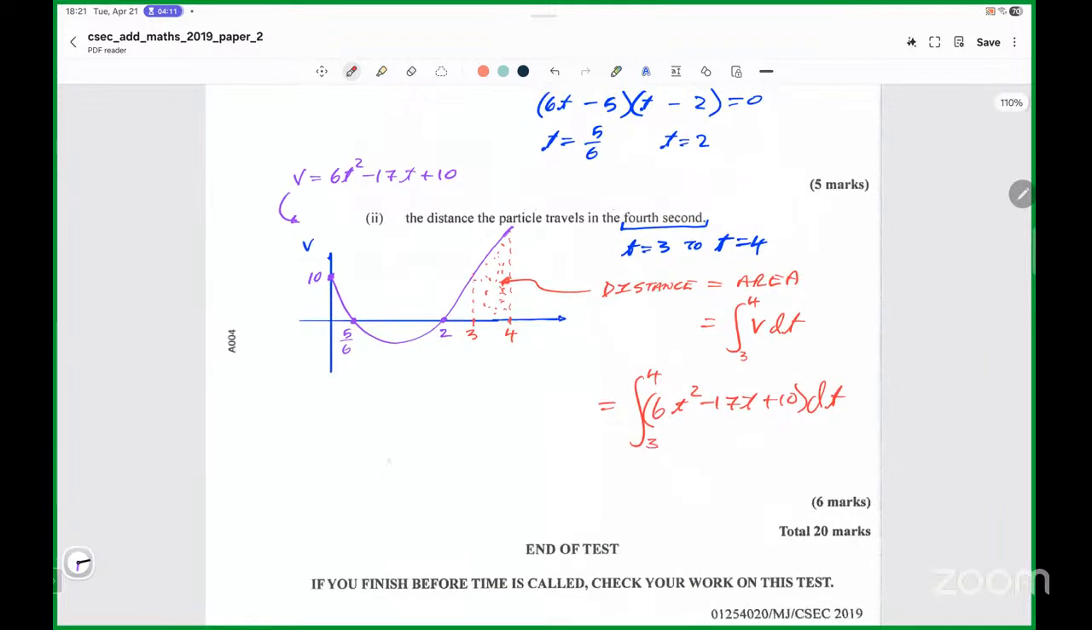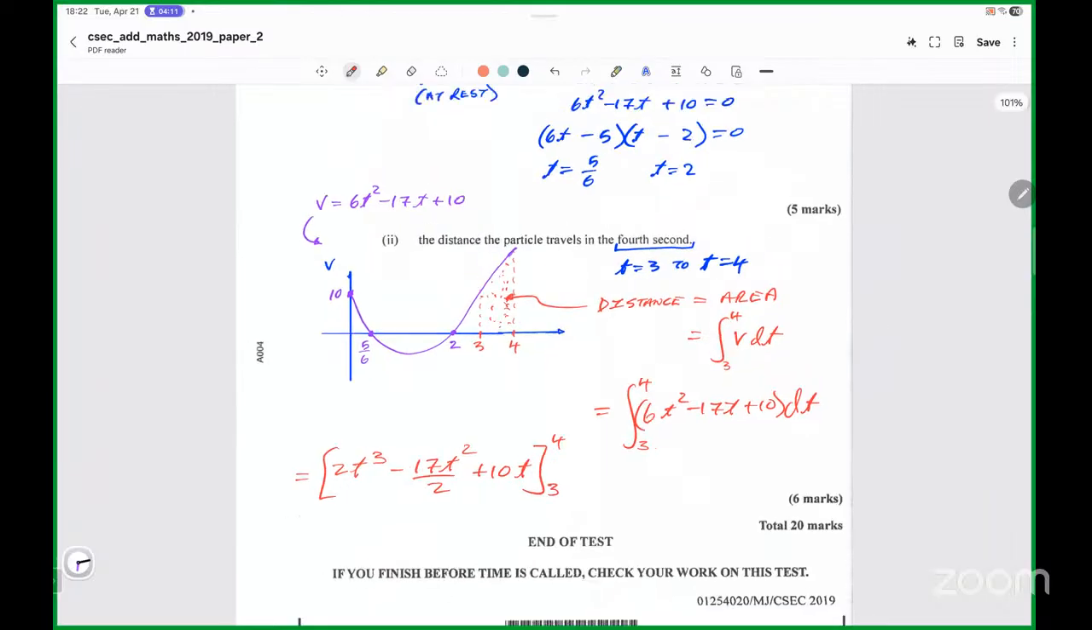Put it over here, so it becomes equal to... Yeah, this used to be the last question in the old syllabus. So you integrate this first: you get 2t cubed. Integrate the next term, you get minus 17t squared over 2. Integrate the 10, you get 10t. And you go in between 4 and 3.